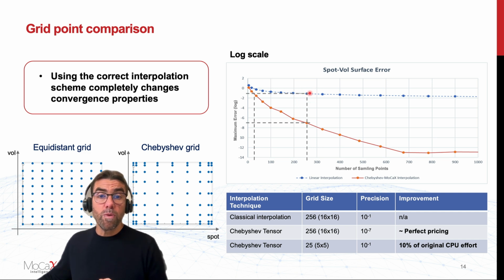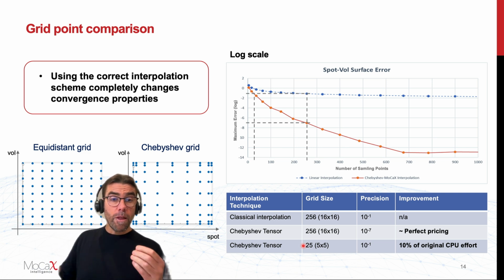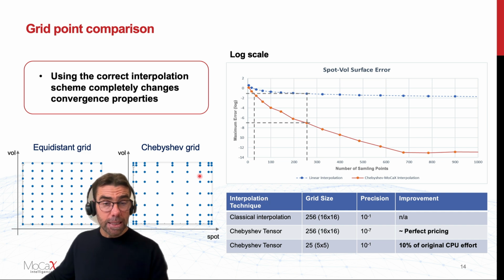So what we can do is, if you use the Chebyshev tensor framework, we can actually obtain the same level of accuracy with only around 25 points. So this example illustrates the power of the Chebyshev tensors. If we sample the function on those points, we obtain much higher accuracy, or the same accuracy at a lower effort, at a substantially lower effort.